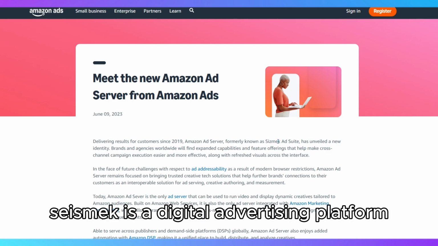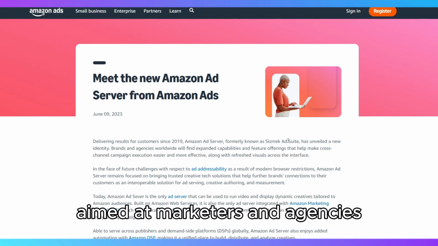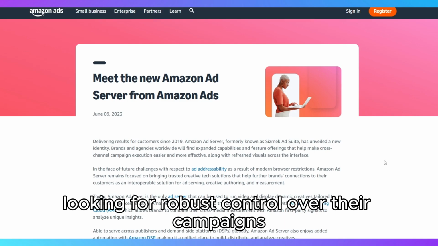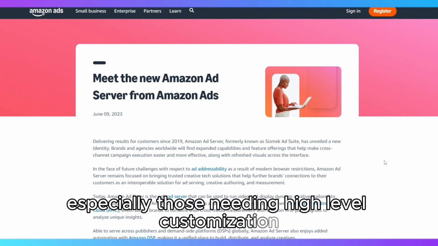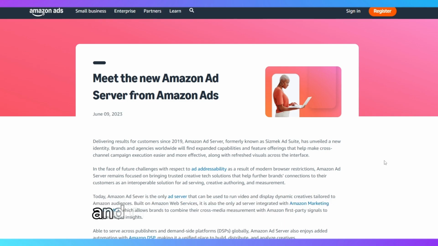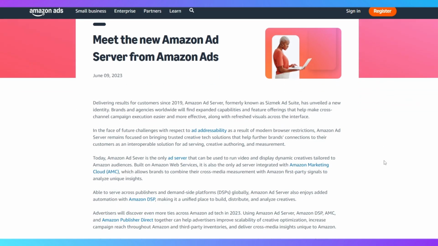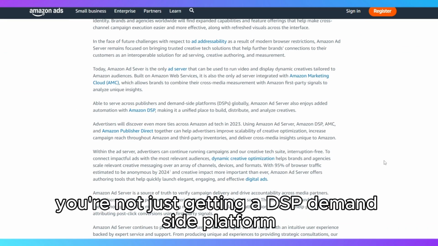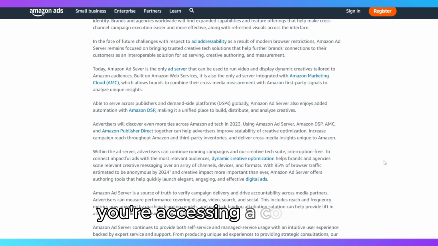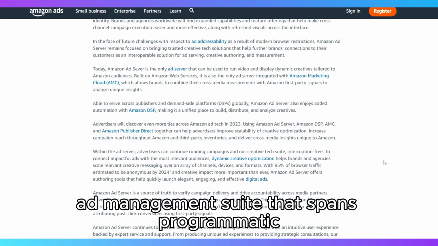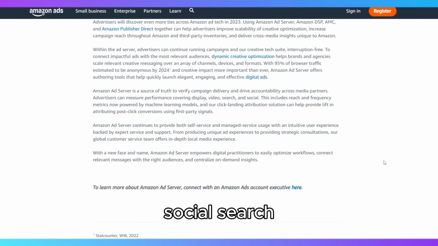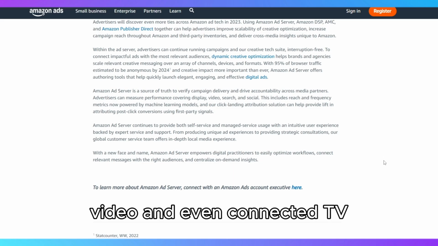Sizmek is a digital advertising platform aimed at marketers and agencies looking for robust control over their campaigns, especially those needing high-level customization and cross-channel integration. With Sizmek, you're not just getting a DSP, demand-side platform. You're accessing a complete ad management suite that spans programmatic, social, search, video, and even connected TV.